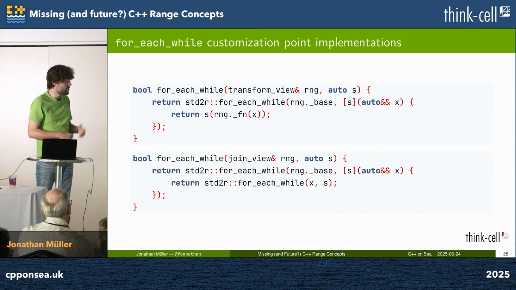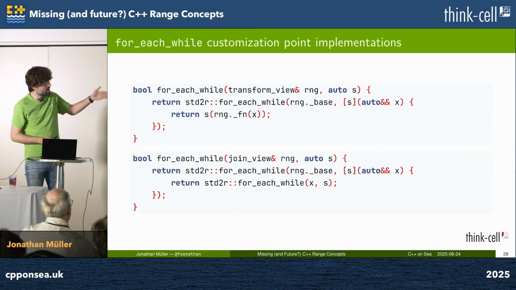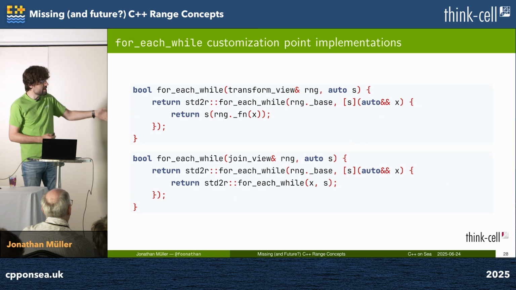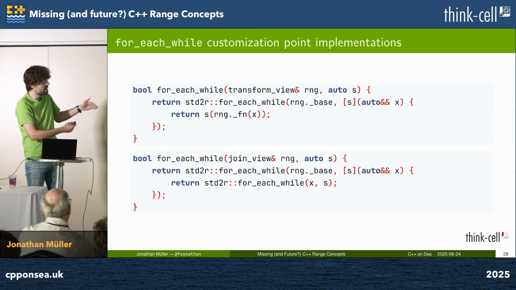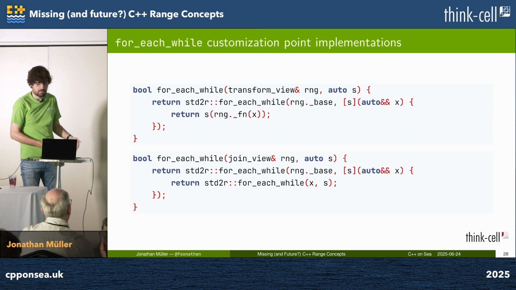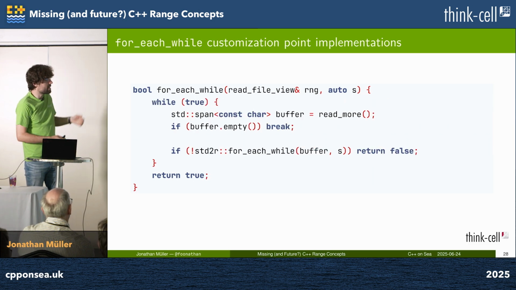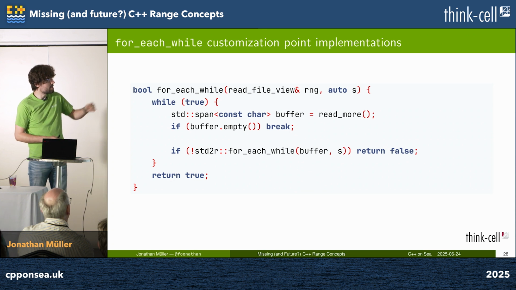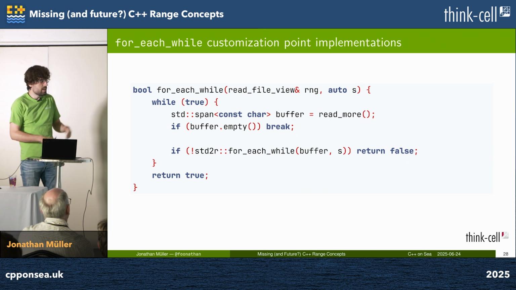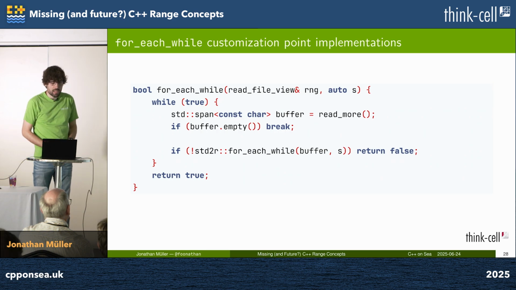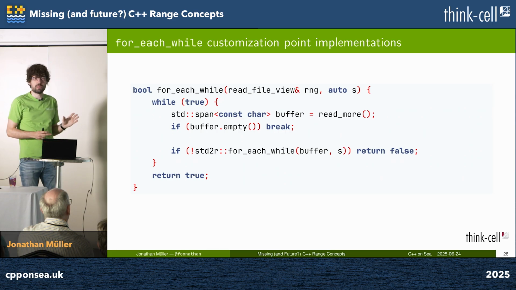Or for a join, well, a join is two loops, so we write two loops, right? Like one loop over the outer range, and then one loop over each element of the outer range, and we pass that one to the sink, right? So the end result is that we get each element joined together, but we just wrote two loops instead of the state machine. And for our read file view, we can just write the imperative code directly, right? You just read the next buffer. If the buffer is empty, we're done. Otherwise, we propagate each element of our buffer to the sink until the sink returns false, right? And that way, we can directly express the loops without having to involve any iterators.